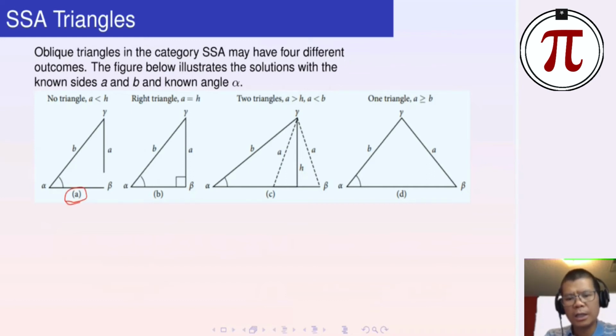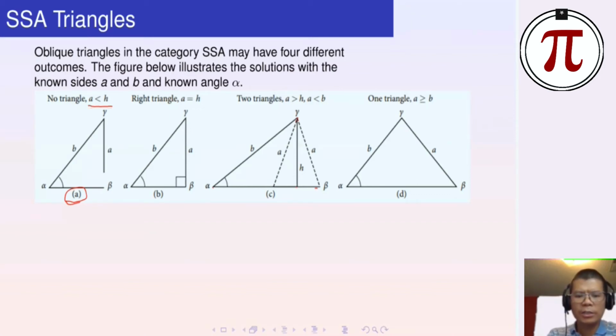If this is h, h is the height from this point to the side C. Now, if A is less than h, like this one, then this is not going to be a triangle. So this is the first case. It's just too short.